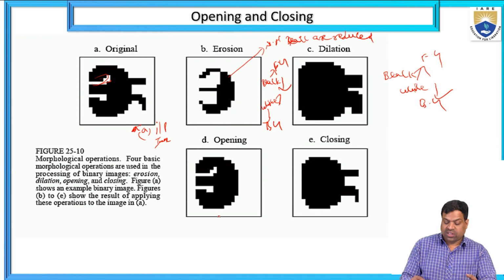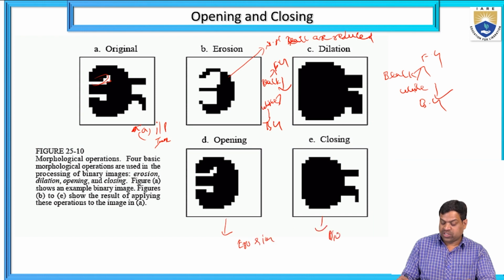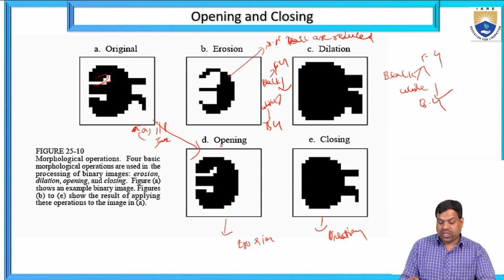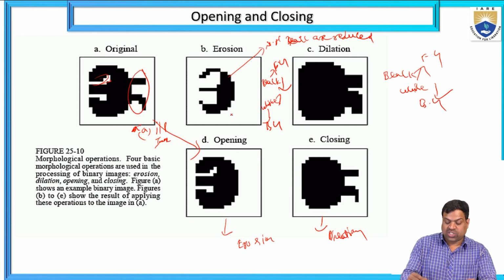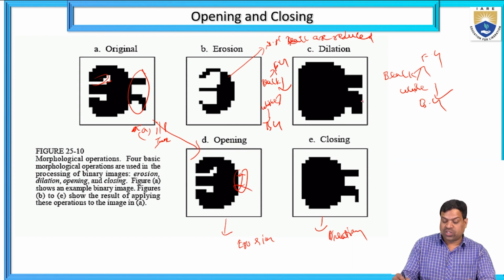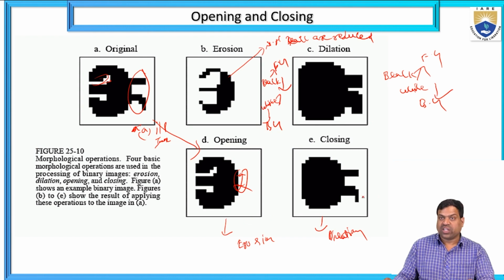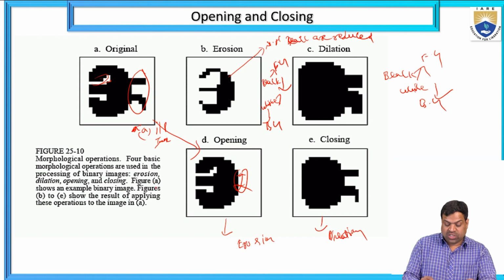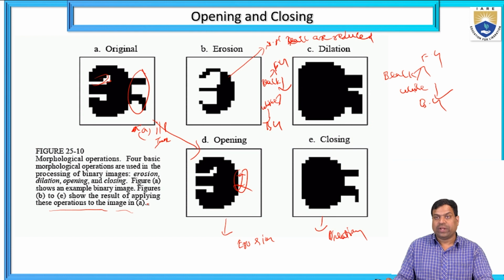Opening is related to erosion, closing is related to dilation. Here also it looks the same, there is not much change. Opening means only the small changes are made. Here dilation means only small modifications are done. Here major modifications are done. So erosion, dilation, opening and closing are the operations applied to the image.